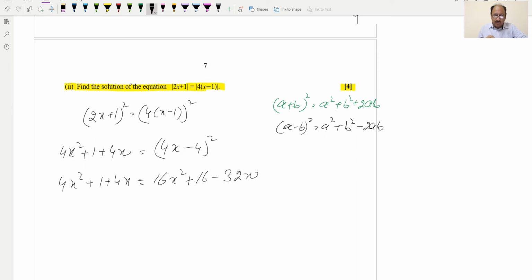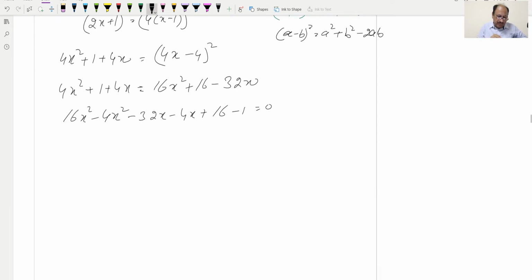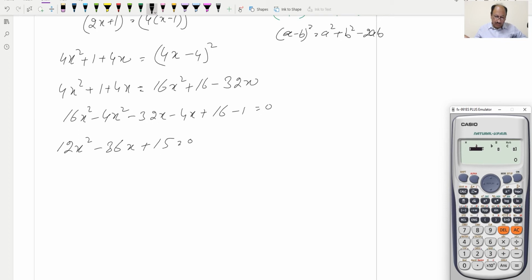Now we can form the quadratic equation, and then we will solve that quadratic equation. We can shift everything to the other side, so it will be 16x squared minus 4x squared, minus 32x minus 4x, plus 16 minus 1 is equal to 0, and this will be simplified as 12x squared minus 36x plus 15 is equal to 0. We can solve this using the quadratic formula with 12, minus 36 and 15. These are the values, and the roots will be 5 by 2, and the second value will be 1 by 2.